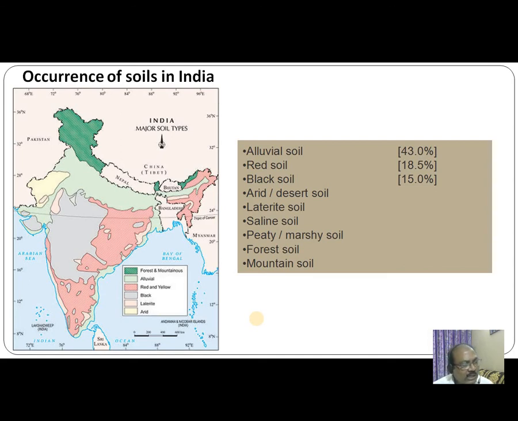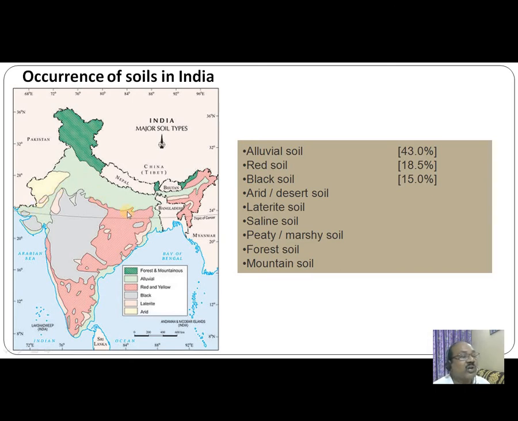Coming to the occurrence of soils in India, the map is very clearly shown with various types of soils. The green zone is occupied by forest and mountains, and this is the alluvial part. The pale green part is called alluvial soil, and this is red soil and yellow. And coming to some black soils and laterites, and this is arid zones. Alluvial soils occupy nearly 43% of the total area.